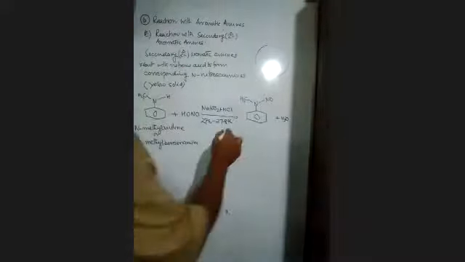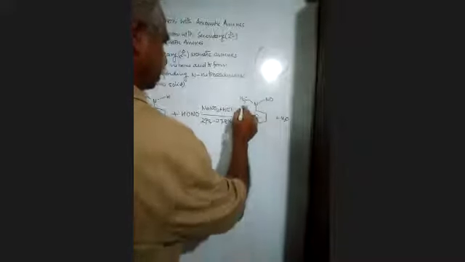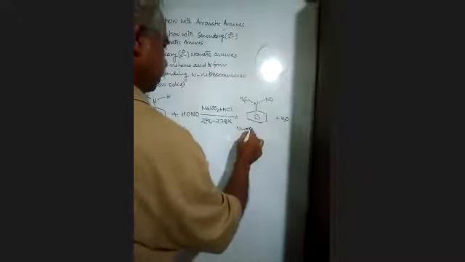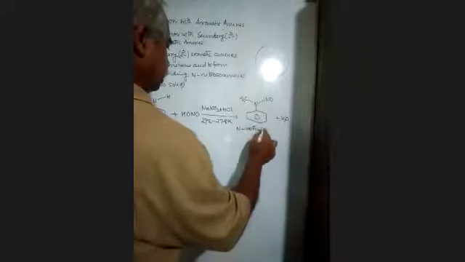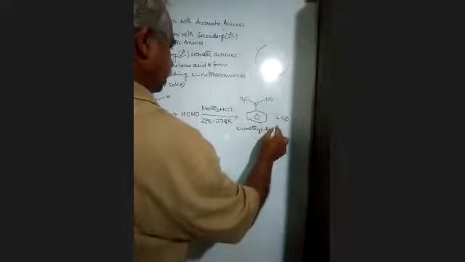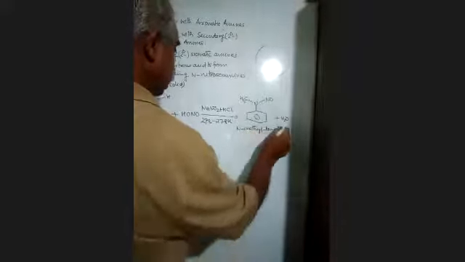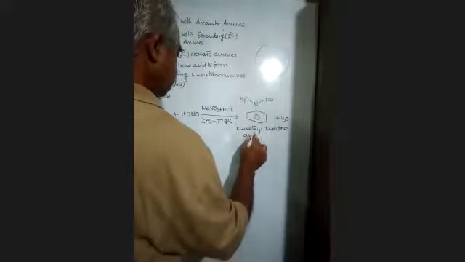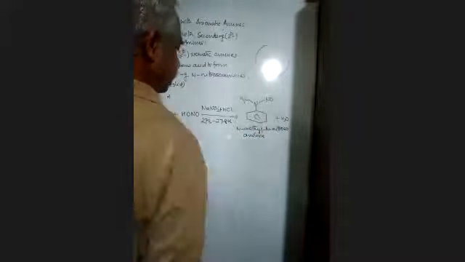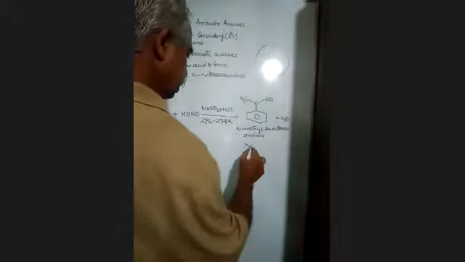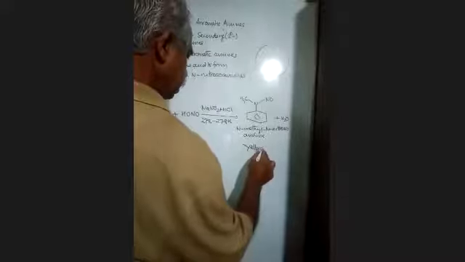So what will be the name? Common name is, see, methyl and nitroso. So alphabetically, N-methyl and nitroso, one word. N-methyl-N-nitroso aniline. If you write IUPAC name, N-methyl-N-nitroso benzenamine. Okay? What is this? It is a yellow solid.